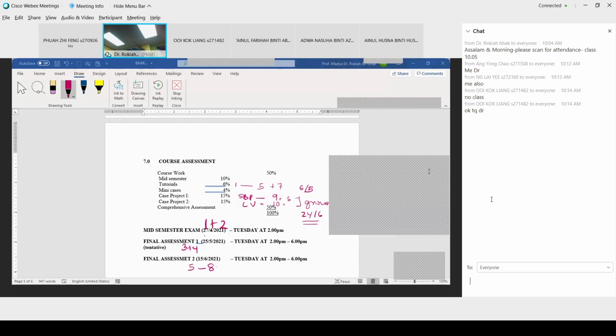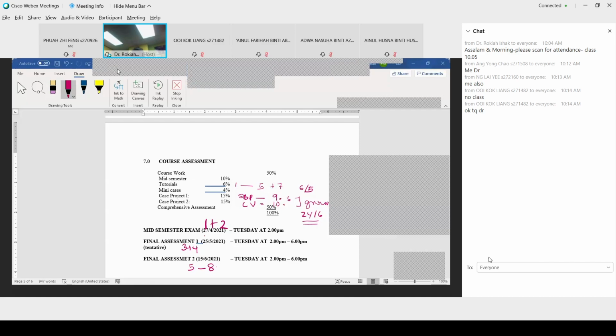Okay, so settle with your mid-sem. Check online this afternoon regarding the materials. I'm going to provide you with the mini case and also the tutorials. Okay, so we just proceed with your notes.